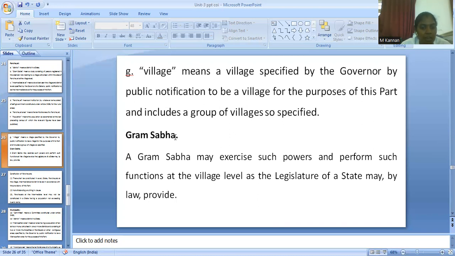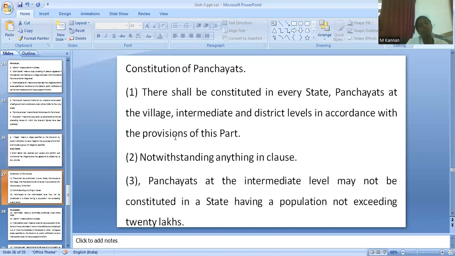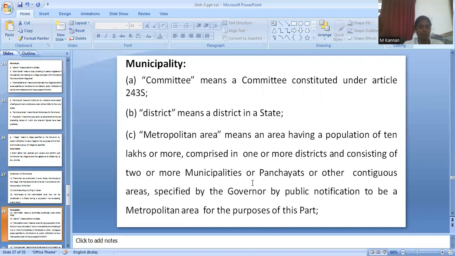Then coming to Gram Sabha, a Gram Sabha may exercise such powers and perform such functions at village level as the legislature of the state may by law provide. So, constitution of Panchayat: there shall be constituted in every state Panchayats at the village, intermediate and district levels in accordance with the provisions of this part. Panchayats at the intermediate level may not be constituted in a state having a population not exceeding 20 lakhs.